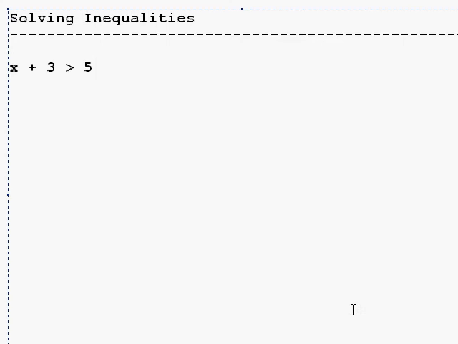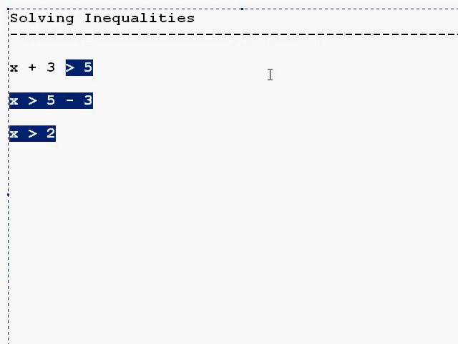We want to know which x's make this true. We'll subtract 3 from both sides, just like we've done before. And we'll say that x is greater than 2. And what that means is any x that's greater than 2 will satisfy this original inequality. So if we pick, say, 30, which is a value for x that would be greater than 2, then 30 plus 3 is 33, which is greater than 5.